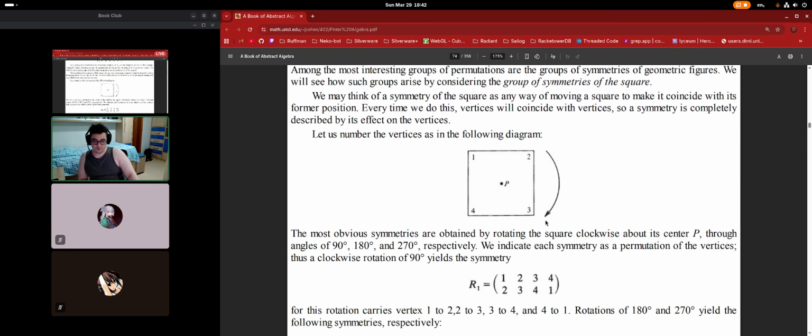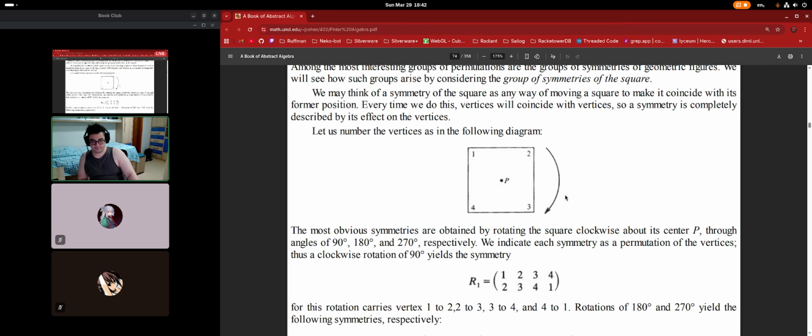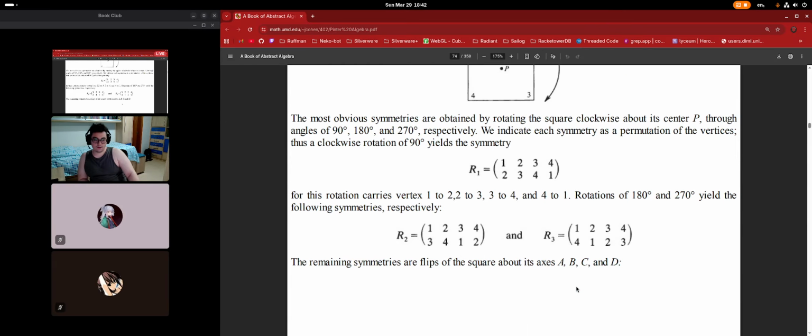So if you have this square, for example, you can rotate the square, and when you rotate the square, you're actually moving the numbers. If you rotate it 90 degrees, for example, you're going to have this rotation R1 here, in which 1 is going to go to the position where 2 was, 2 is going to go to where 3 was, 3 to 4, and 4 to 1. So that's exactly what I just said. And if you want 180 or 270, those are the rotations you're going to be doing on them.